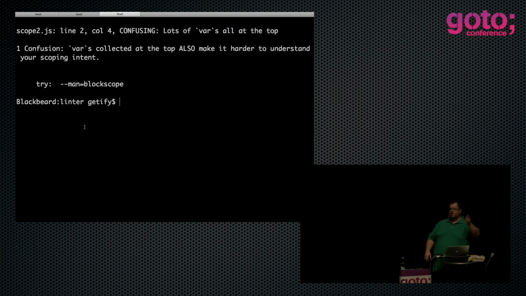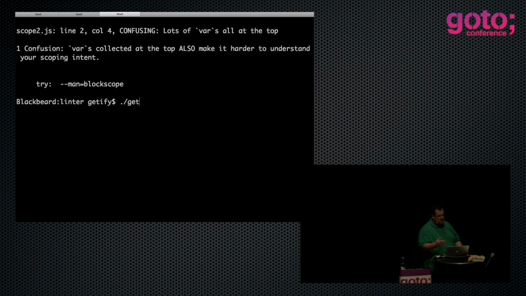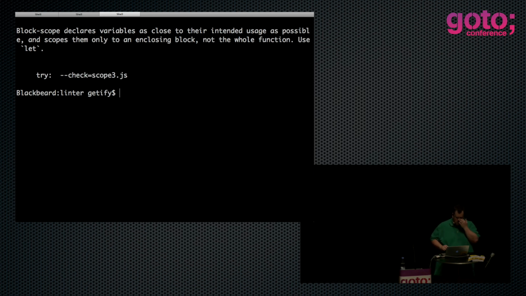The linter says all the vars at the top can also be confusing. The point is, stringing your vars across the code is confusing, and putting them all at the top is confusing, so there has to be somewhere in the middle, and it is that block scoping that is in the middle. So let's take a look at the man page for block scoping. Block scope declares variables as close to their intended usage as possible and scopes them only to an enclosing block, not the whole function. If you have experience from other languages, you already understand that it's the principle of least privilege, or the principle of least exposure. Make the variables only used where we need them.